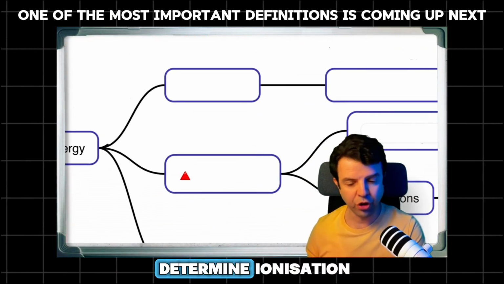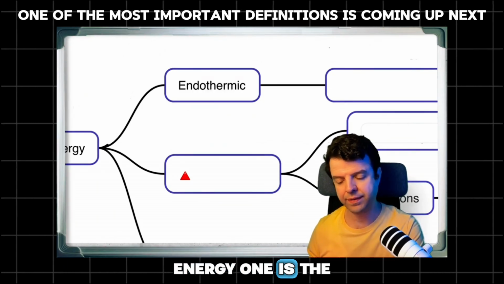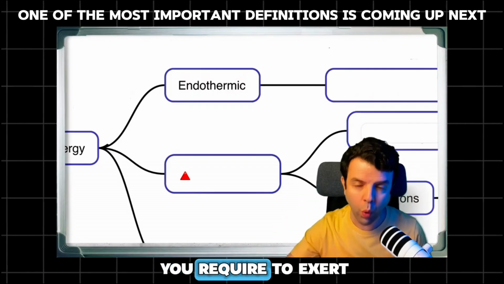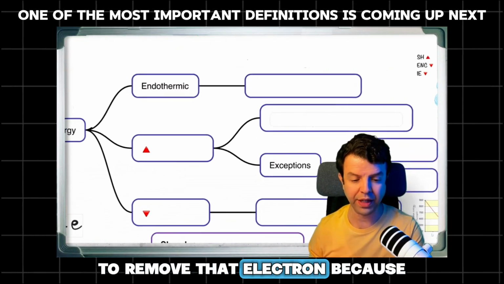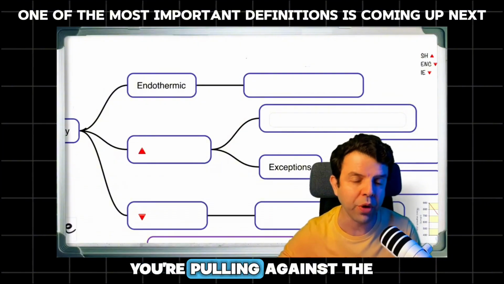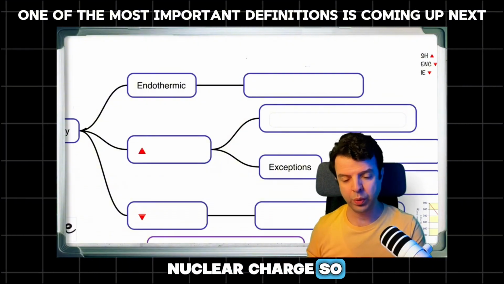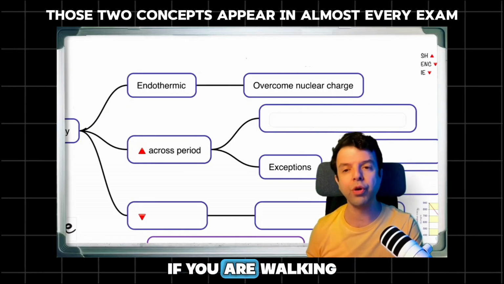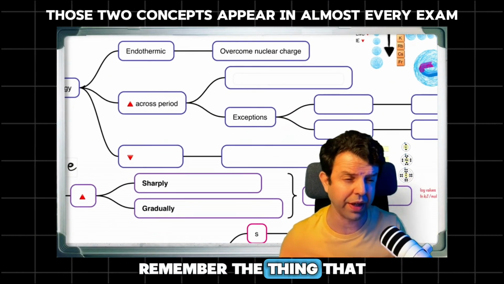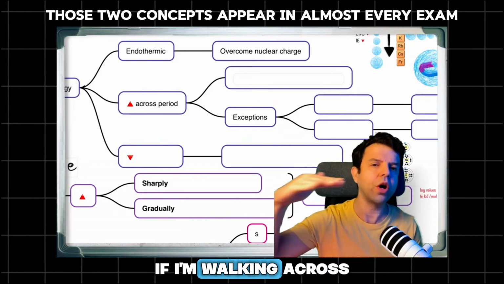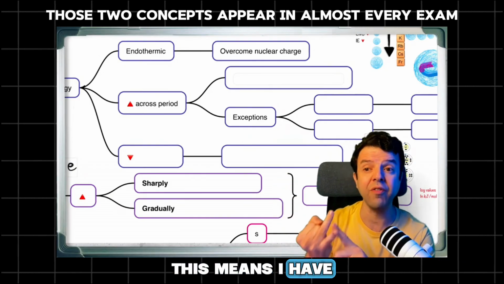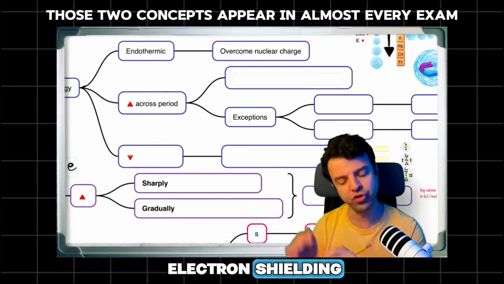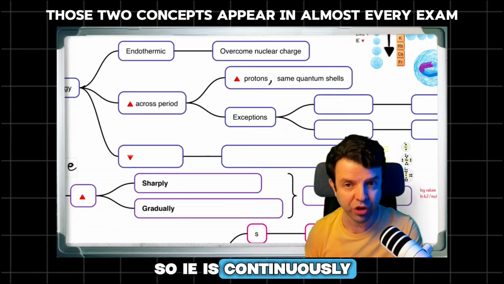What factors determine ionization energy? One is the fact that it's endothermic. In other words, it's an energy that you require to exert to remove that electrons because you're pulling against the nuclear charge. So the second thing is that ionization energy increases if you are walking across the period. Remember the thing that changed across the period? If I'm walking across a period, this means I have an increase in nuclear charge and I have more or less the same electron shielding. So IE is continuously increasing.